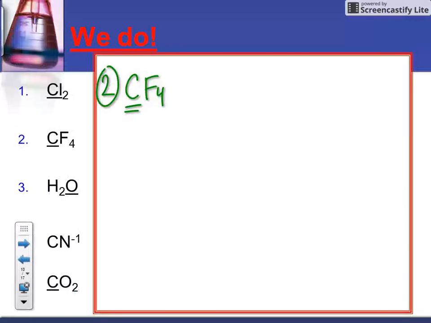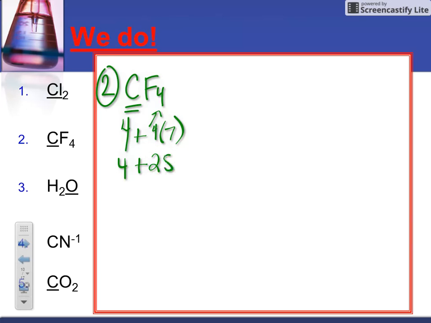And remember, you have to account for all of the electrons. So carbon has 4 valence electrons. There are 4 fluorines, and they have 7 apiece. So 4 plus 28 gives me 32 total electrons. This is your total electron here.